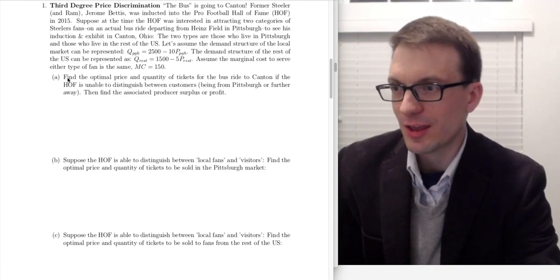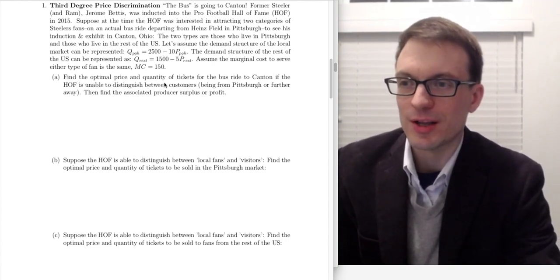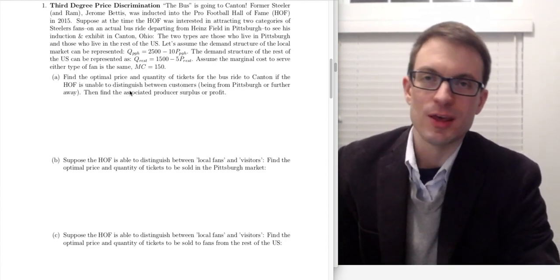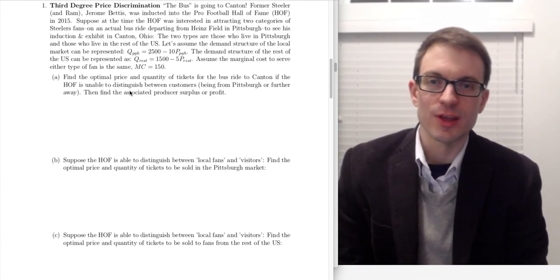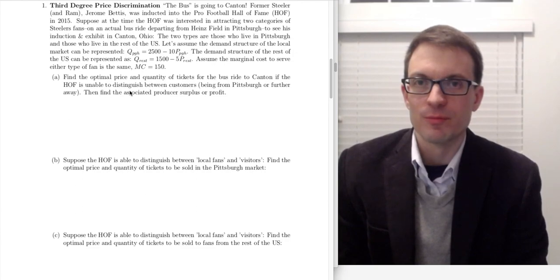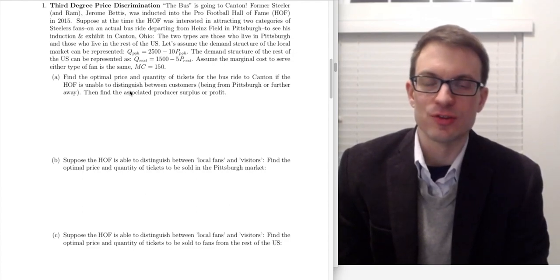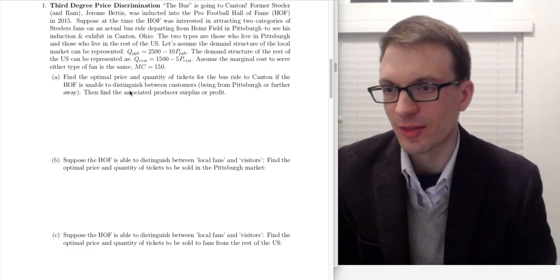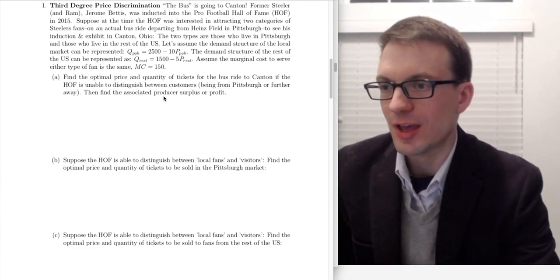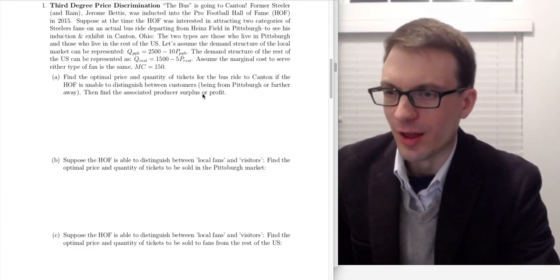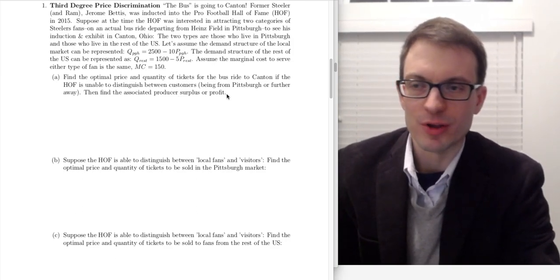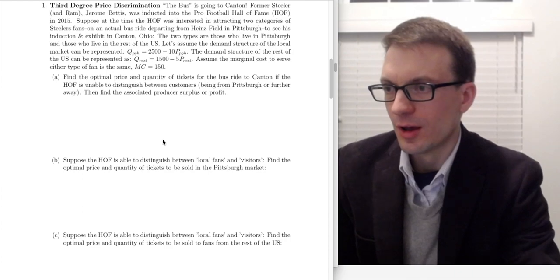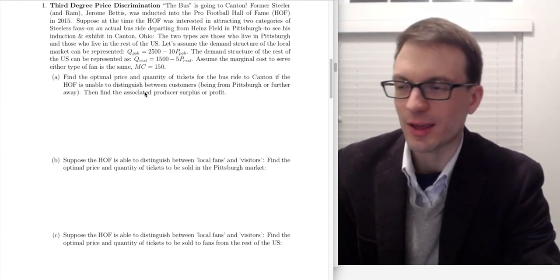Because at first I'll say, let's find the optimal price and quantity of tickets for the bus ride to Canton if the Hall of Fame is unable to distinguish between customers. Maybe they can't easily identify if they are coming from Pittsburgh or from further away. They haven't asked to see driver's licenses or zip codes or anything like that. And so then find the associated producer surplus or profit. Let's first find the optimal price and quantity for those markets. I said that here. Never mind, I can't read.